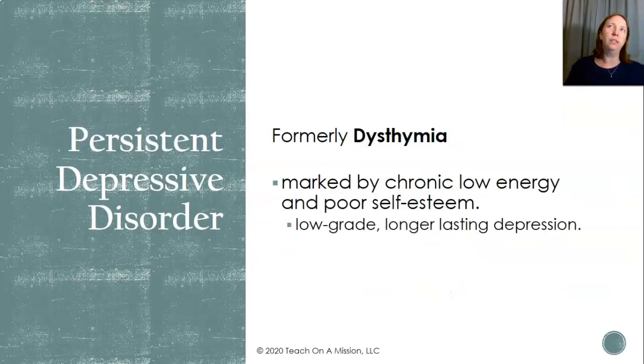There are also two disorders in the depressive disorder category that are a little bit less severe. Persistent depressive disorder was formerly known as dysthymia. And yes, you should definitely know that term. It is similar to major depressive disorder, but it's a little bit less disabling, meaning the person experiencing this type of depression is probably quite able to still go about their life. But it is marked by chronic low energy and poor self-esteem. It's somewhat of a low grade and longer lasting depression.